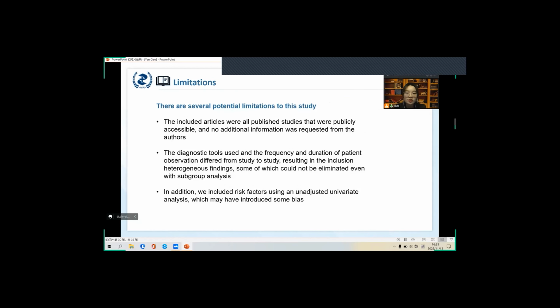There are several potential limitations to this study. The included articles were all published studies that are publicly accessible, and no additional information was requested from the authors. The diagnostic tools used and the frequency and duration of patients' observation differed from study to study, resulting in heterogeneous findings, some of which could not be eliminated even with subgroup analysis. In addition, we included risk factors using an unadjusted univariate analysis, which might have introduced some bias.